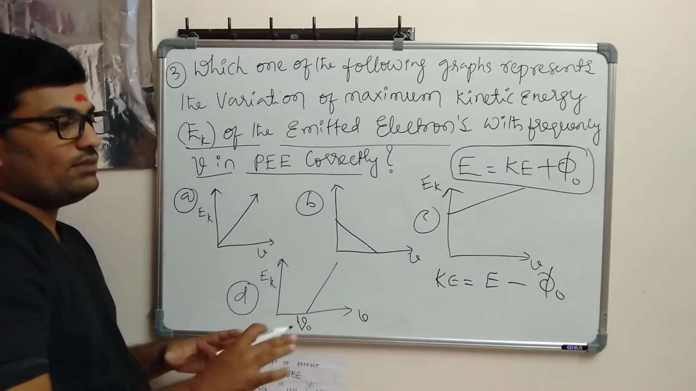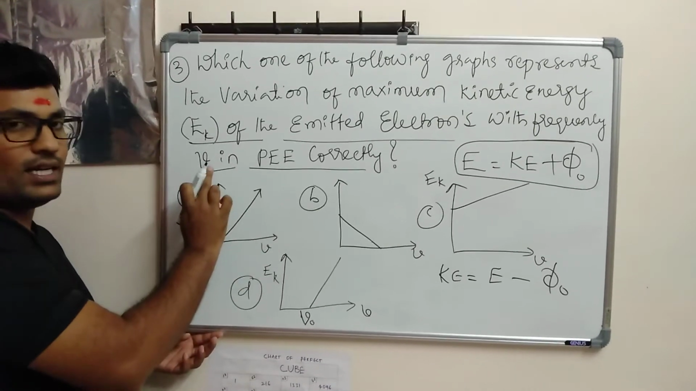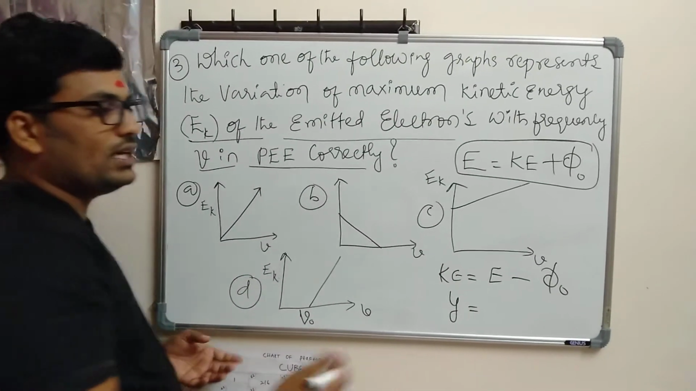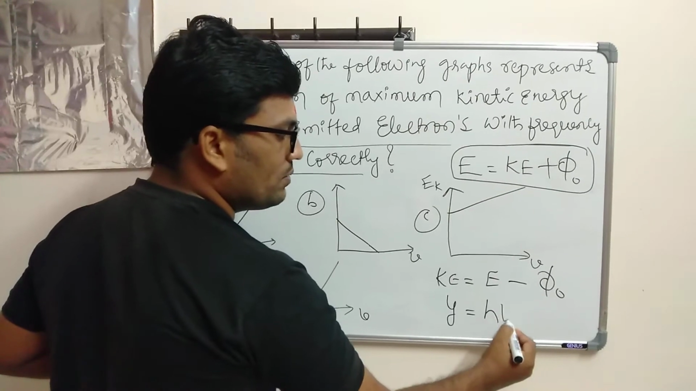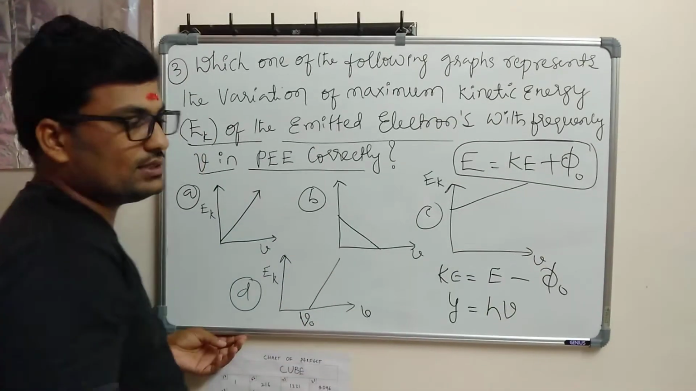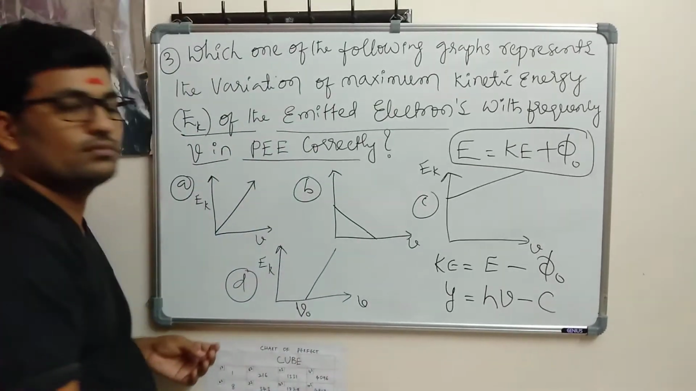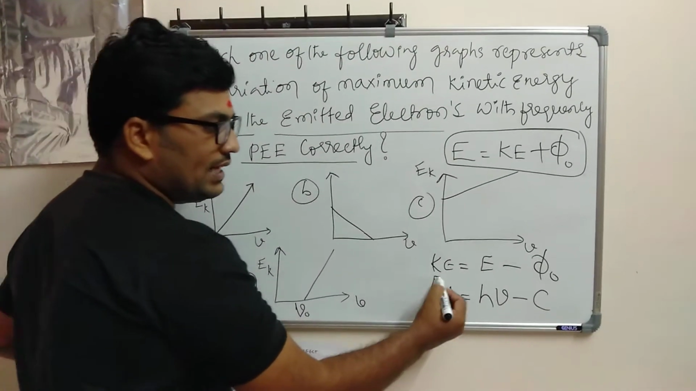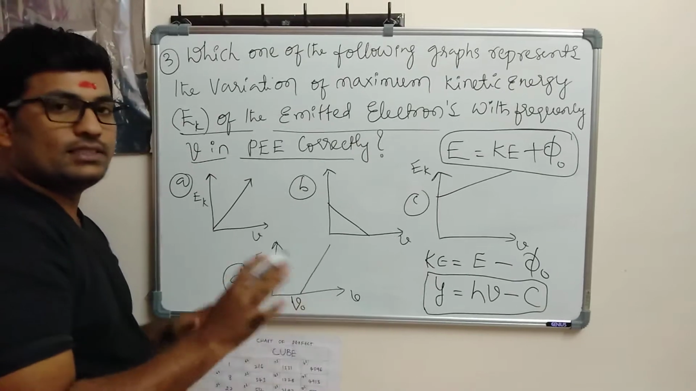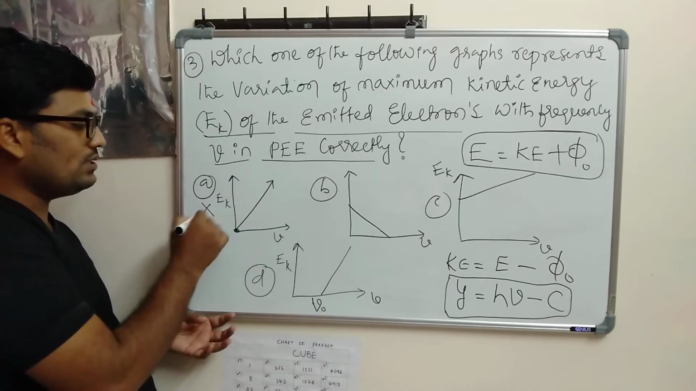If you want to make it a mathematical expression, kinetic energy is already on the y axis, so you take it as y. Total energy is nothing but h nu, and the x axis is the frequency. The work function you can take as some constant c. So you see clearly this is the intercept of a graph, the intercept of the equation. So it definitely does not start from 0, but here it starts from the origin. So definitely this option is the wrong option.